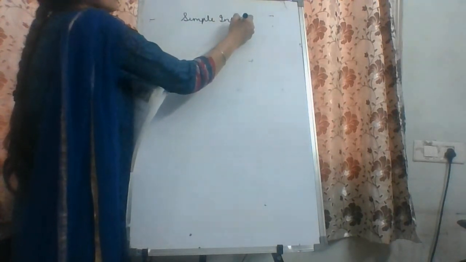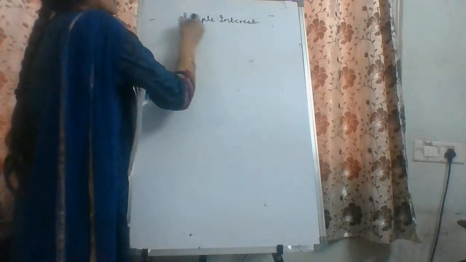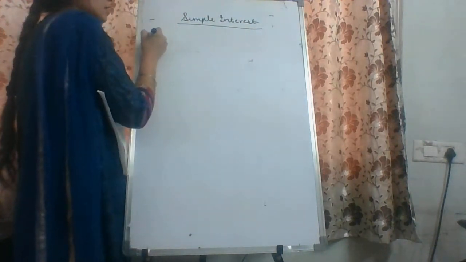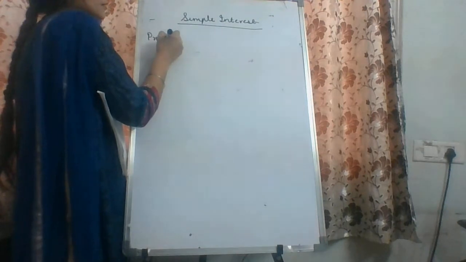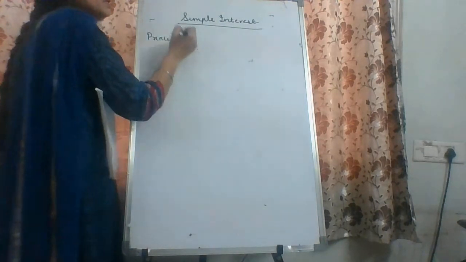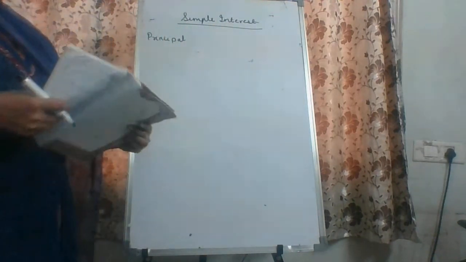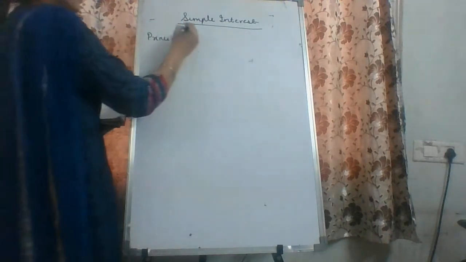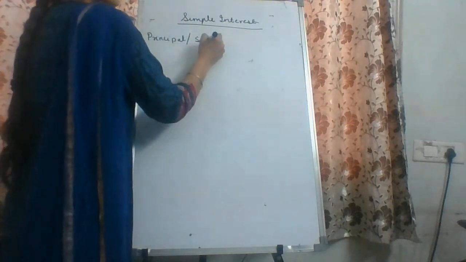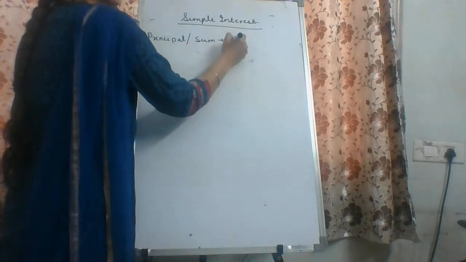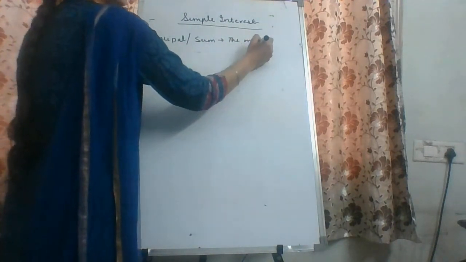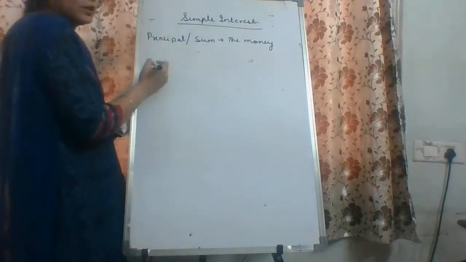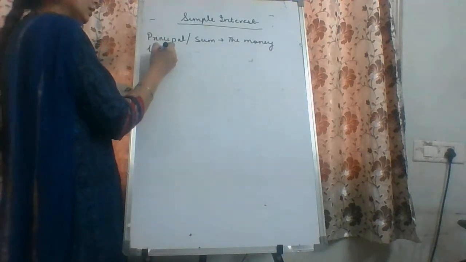First, let us understand a few terms in this. First one is principal. Principal, or you may also call it sum. Sum is the money borrowed. The money borrowed is called a principal.